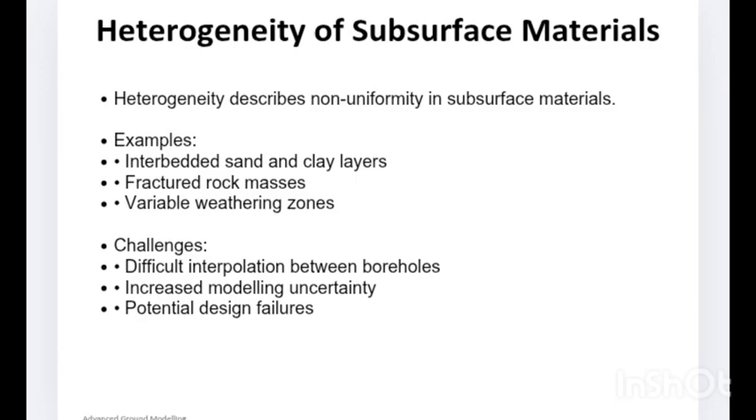Vertical heterogeneity changes with depth. For example, you can have topsoil, the normal soil, you have clay, you have sand, weathered rock, fresh rock. And we can have horizontal heterogeneity, which is changes across lateral distance. One side of a site may contain soft clay, while another side may contain dense sand.